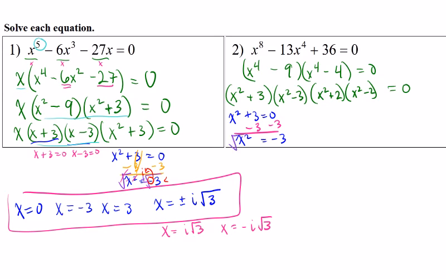So take the square root of both sides. Don't forget the plus or minus. Here we're going to pop an i out. So it's going to be x equals plus or minus i root 3. Okay, let me put a barrier here.